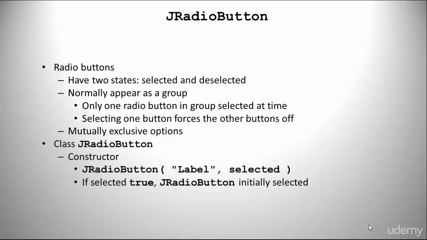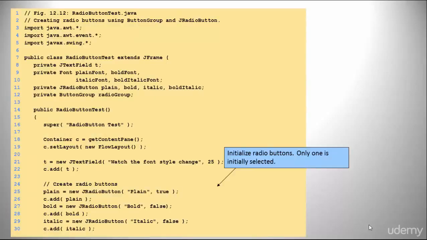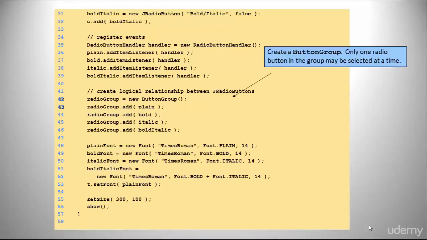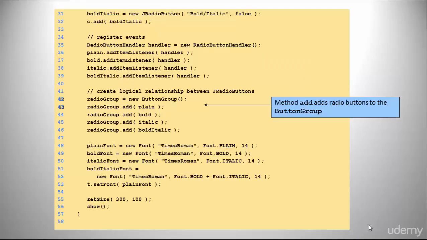Here we have the class JRadioButton and the constructor JRadioButton(label, selected). If selected is true, the JRadioButton is initially selected. Here we initialize radio buttons. Only one is initially selected. And here we create a ButtonGroup. Only one radio button in the group may be selected at a time. The method add adds the radio buttons to the button group.